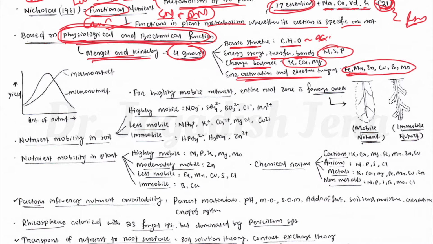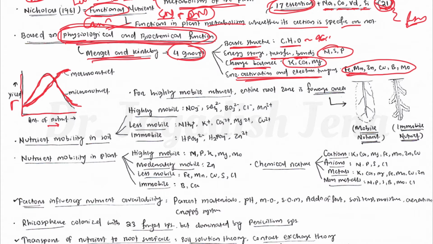Now, based on the requirement of these particular nutrients, like primary nutrient, secondary nutrient, or macronutrient, micronutrient, this is how we can develop a graph. Suppose this is the yield, and this is the quantity of nutrient required. When we increase macronutrient availability, the yield increases and maintains a plateau. But for micronutrient, the yield also increases, but after the plateau their toxicity is also more prominent. So for macronutrient it is more or less an asymptotic curve, and for micronutrient it is more or less a parabolic curve.